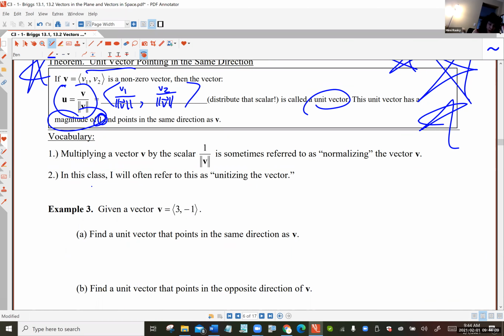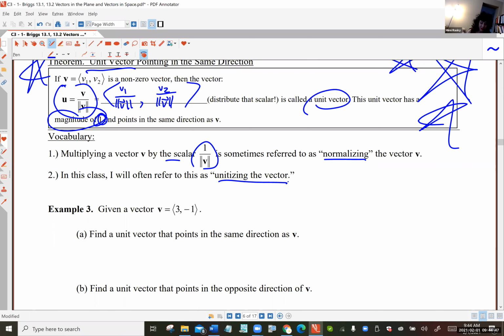Okay, some vocabulary for you. When you multiply a vector by the scalar 1 over its magnitude, sometimes the book will call this normalizing the vector. In this class, I'm going to refer to it as unitizing the vector. By the way, that is not a real word, unitizing. I didn't make it up. My mentor, Professor Arnold Vallone, who is deceased, today is the anniversary of his death, 2013, he was a great man, and he would call it unitizing when I took his vector calculus class. So now I'm just sharing it with you.